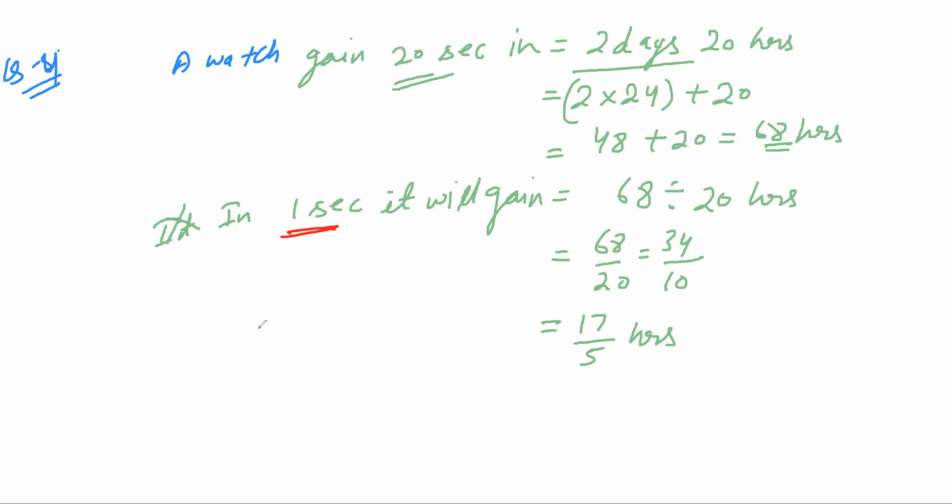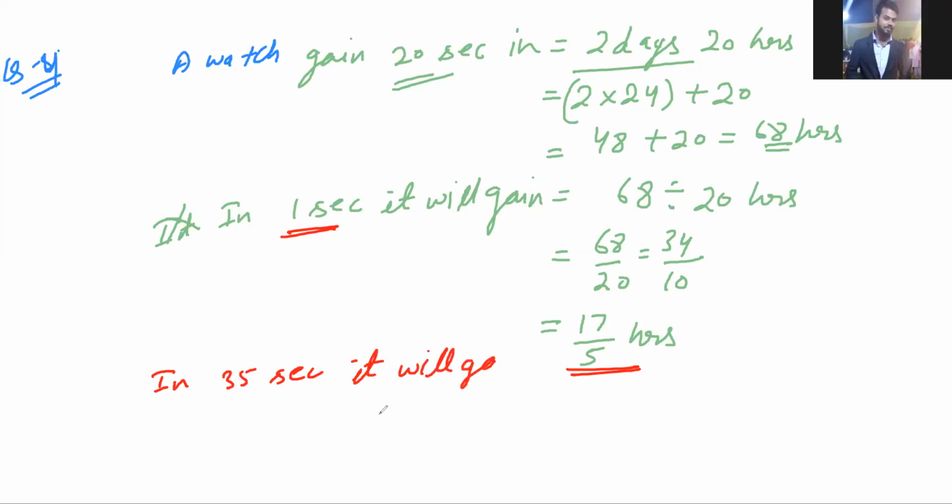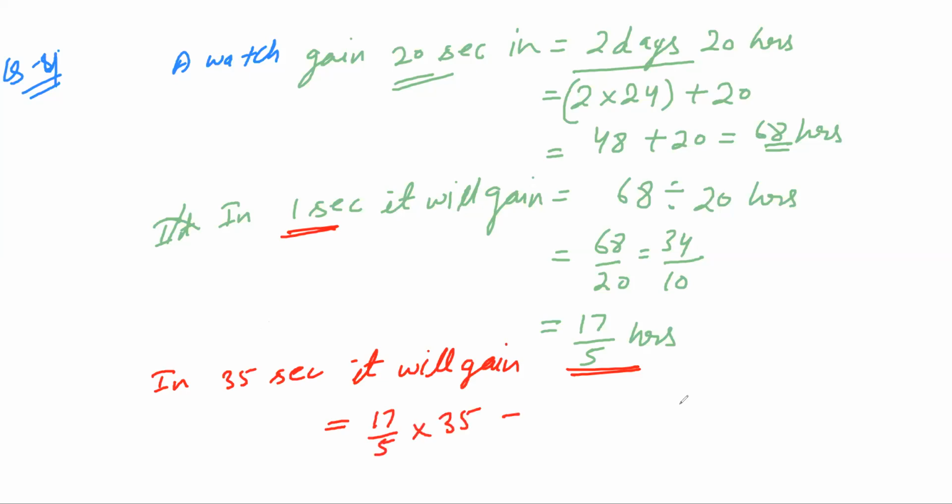So in 35 seconds, according to the question, it will gain 17 upon 5 into 35. Beta, calculate this and find your answer in hours. What is the answer?